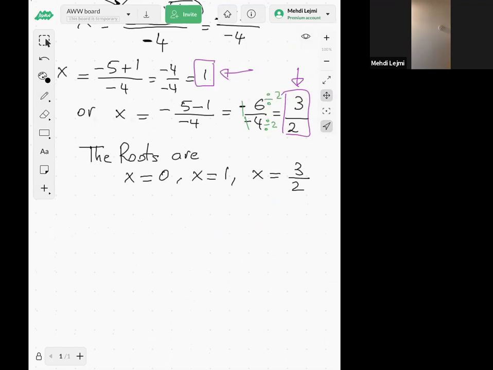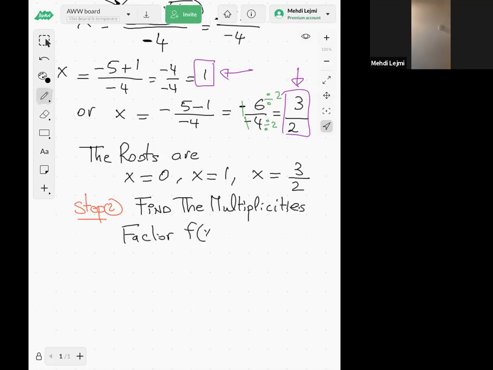Okay, so that's our step number 2. So step number 2, you want to find the multiplicities, right? So we have to factor f of x. So let me just remind you. So f of x was -2x to the power 5, plus 5x to the power 4, and then minus 3x cubed. Right?